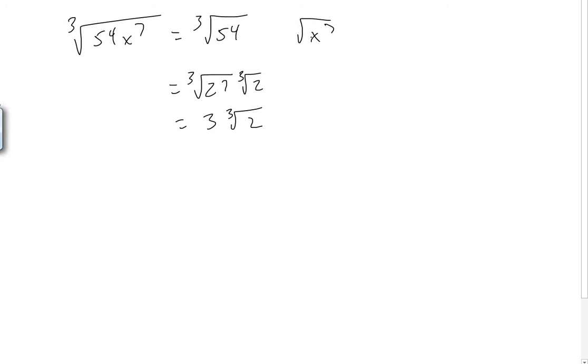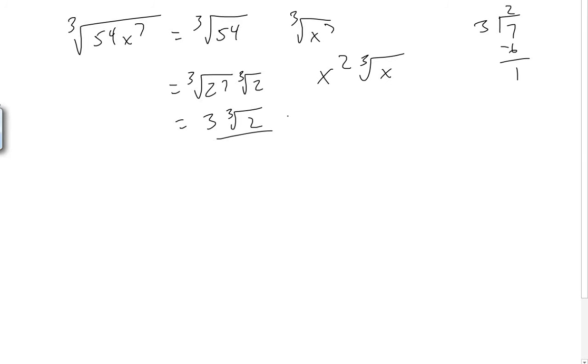But now I want to know how many times does 3 go into 7, because it's a cube root. So make sure you bring your index along. Well, 3 goes into 7 2 times with a remainder of 1. So that means 1 x is left on the inside. So x squared pops out. The cube root of x stays in.